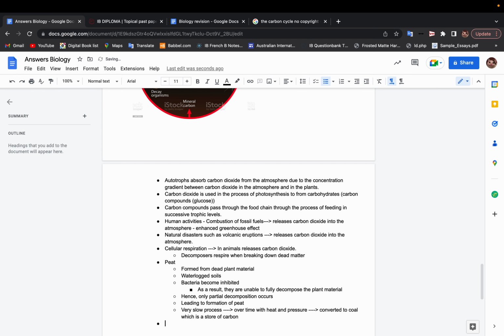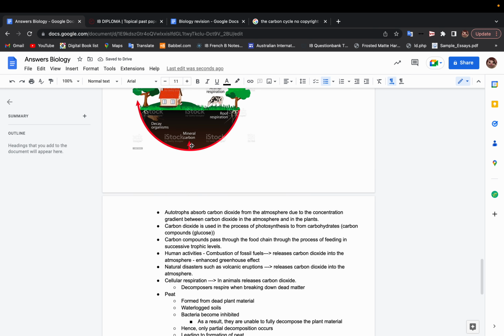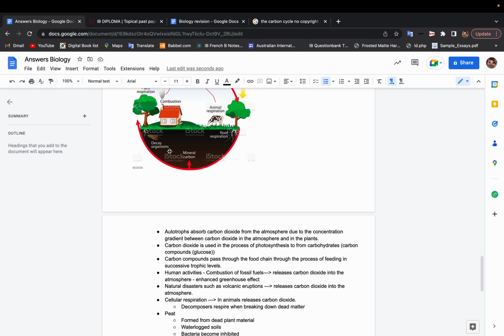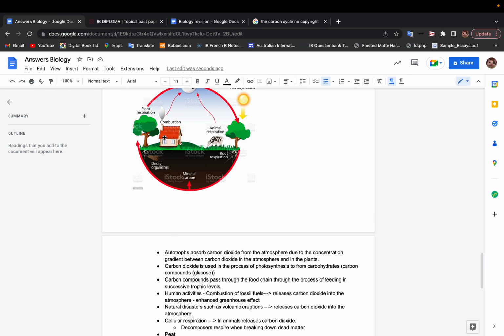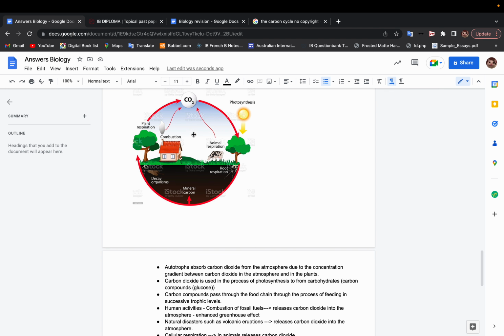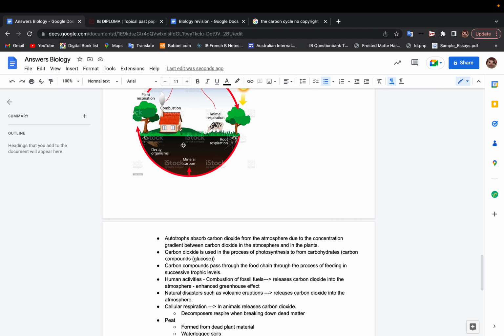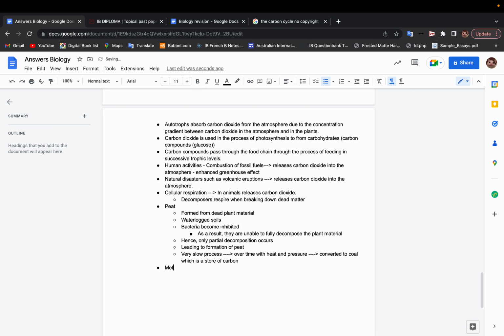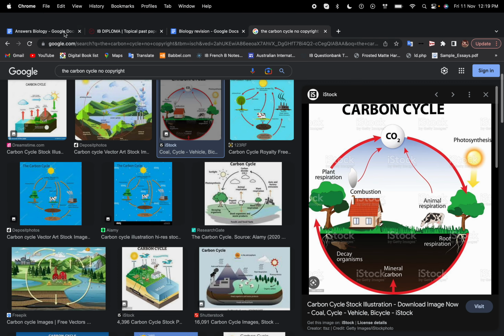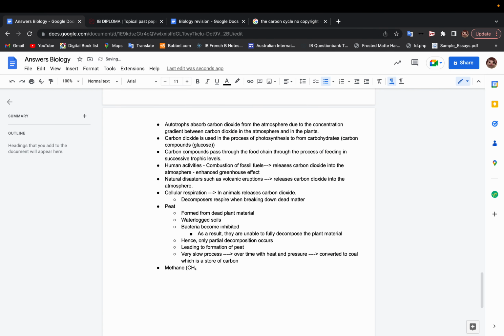Okay, so next, we've talked about mineral carbon there. We've talked about respiration. We've talked about decomposition. We've talked about combustion, respiration. So now we've done everything about the carbon dioxide. We've got to start talking about the methane, which has the chemical formula CH4.